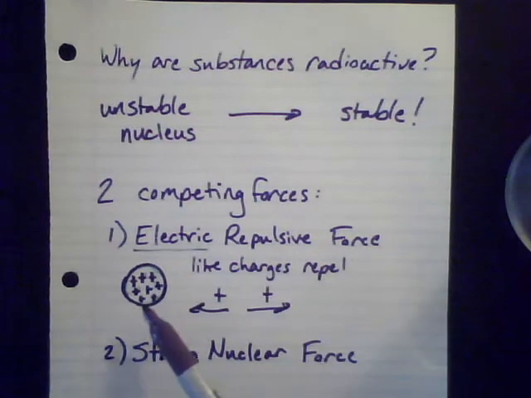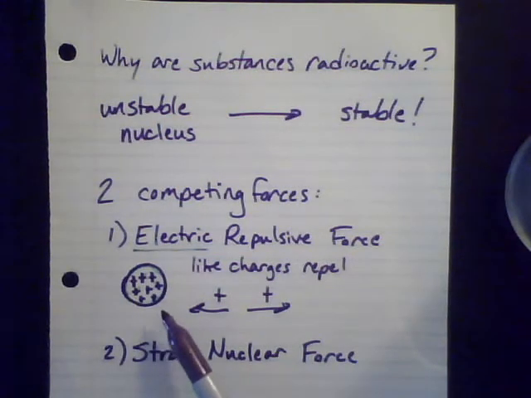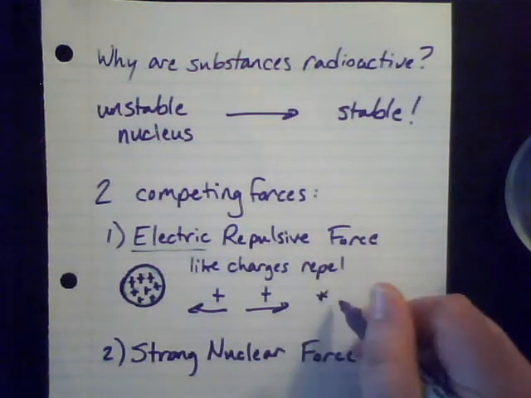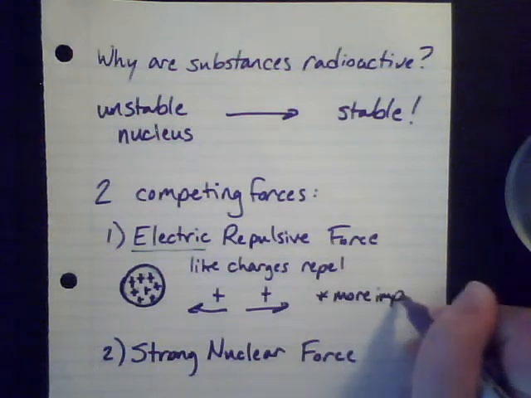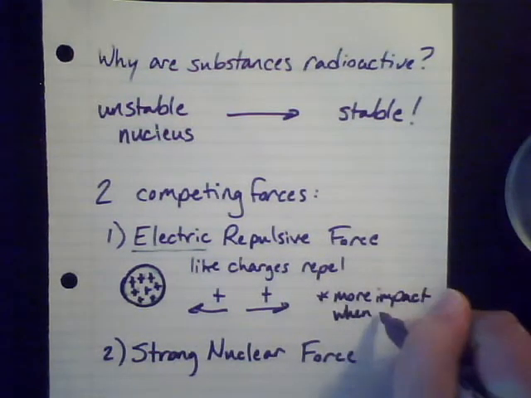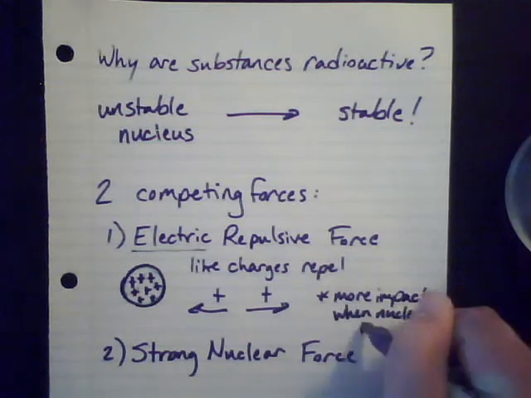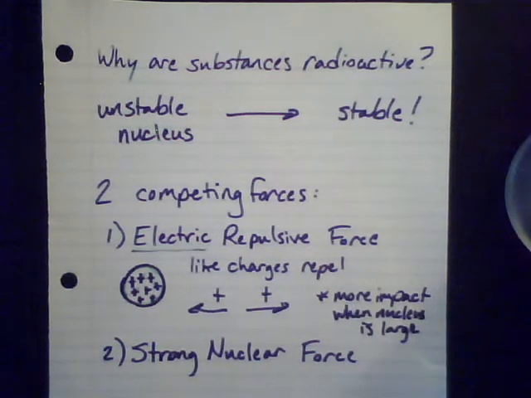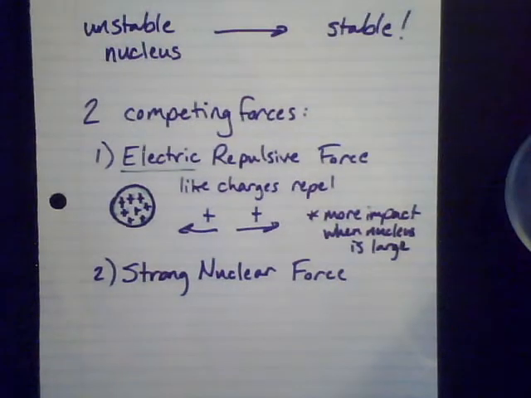Now the neutrons in here, so the neutrally charged particles, kind of help to keep these things stuck together. But ultimately, as we get more and more protons, so a greater atomic number, as we're going down on the periodic table, we increase the atomic number, which is the number of protons in the nucleus, then the electric repulsive force becomes more of an issue. So that's the thing that's trying to tear the nucleus apart, and that leads to instability.